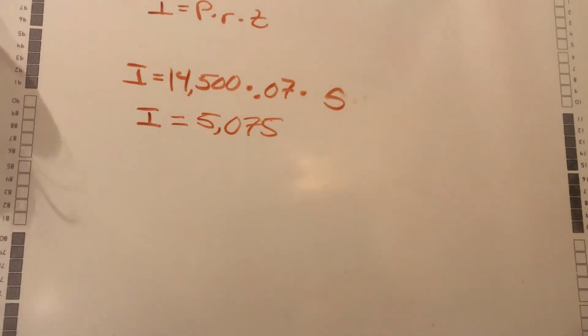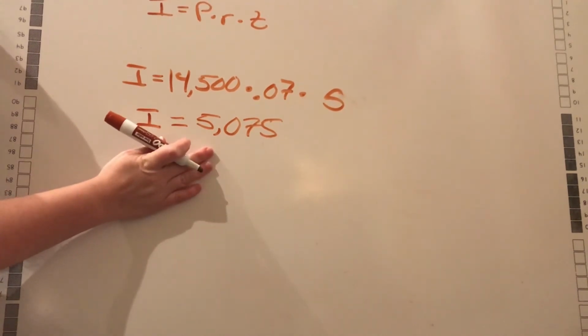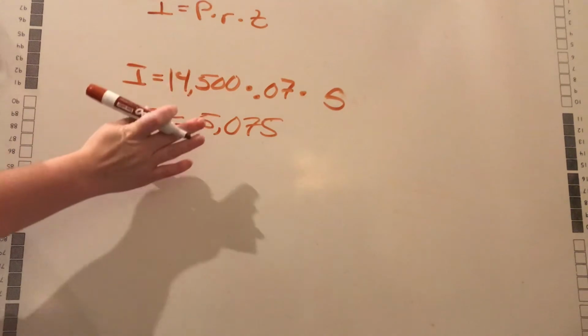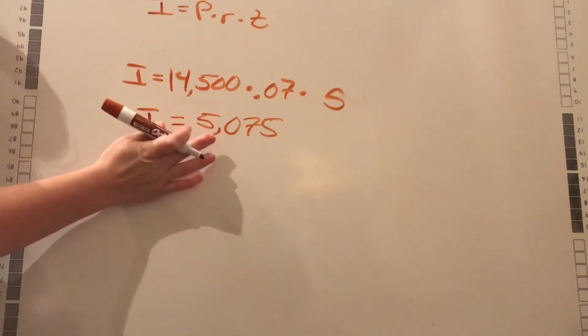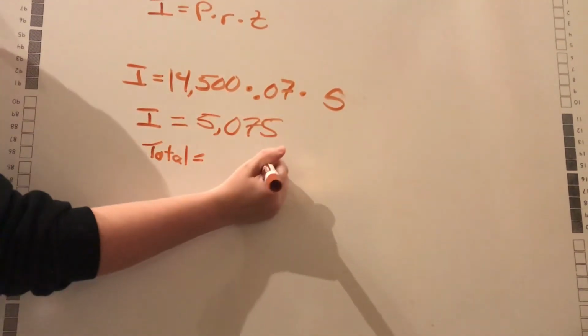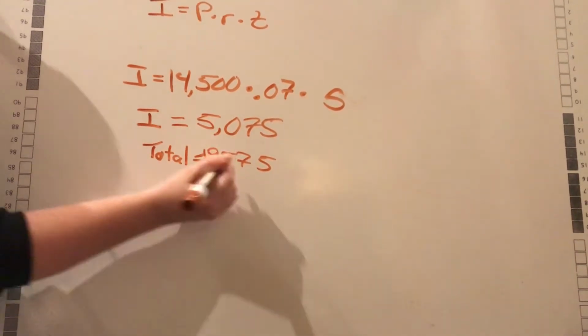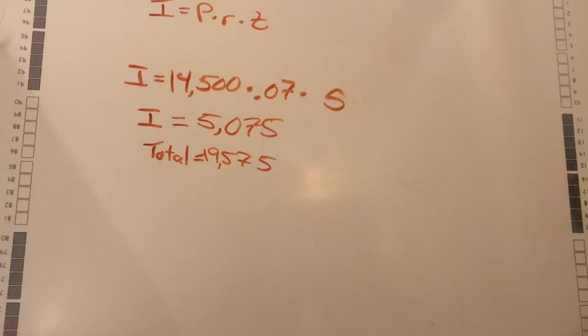5,075. That's his interest. So the first part of the question says, how much interest will he pay if he pays this off in 5 years? He's going to pay $5,075. That's his interest. How much is he going to pay in total? You would add the principal and the interest. So in total, he will pay back his brother $19,575. Okay? So his brother will make $5,000 off of this loan.